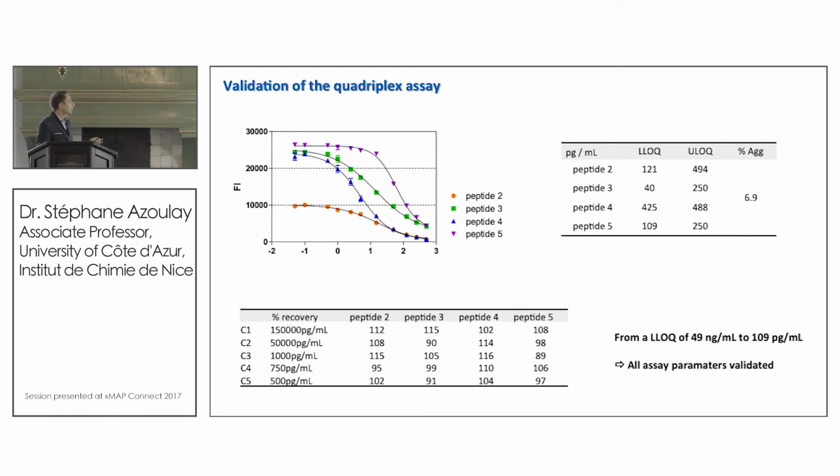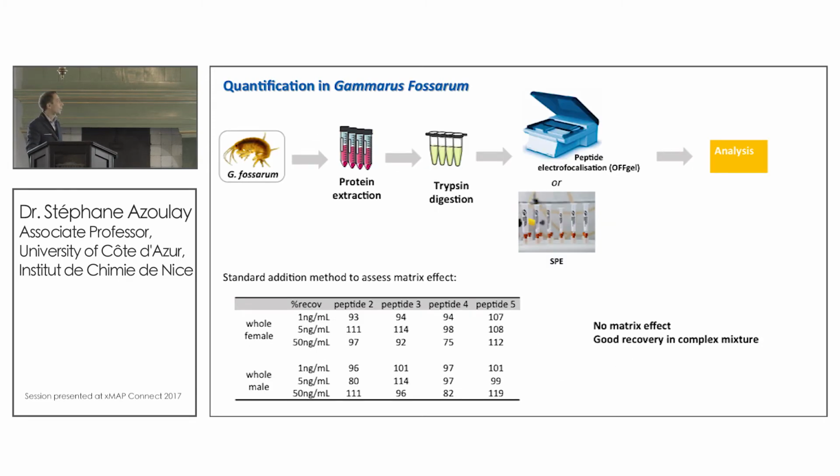So we validated our assay in a quadruplex assay. That means that we checked all the LLOQs. As you can see, we began with an LLOQ of 49 nanograms per ml, and we finished with an LLOQ of 100 picograms per ml, with the same antibody, only optimizing the conditions. The assay was validated, so we now tested it on our Gammarus fossarum.